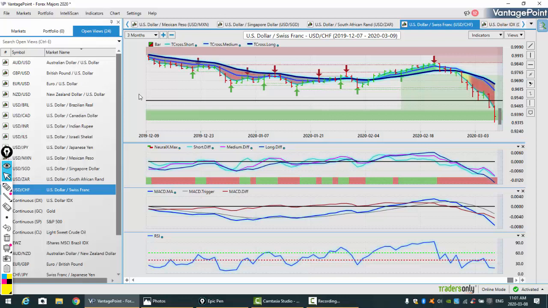But for now, I would strongly advise to limit trading with pairs like dollar yen and US Swiss franc, because they are risk-off currencies. So if the stock markets continue to crash, these two pairs will crash also.